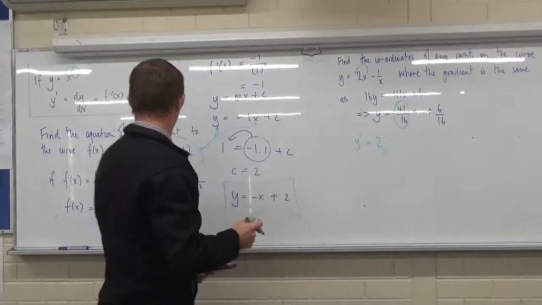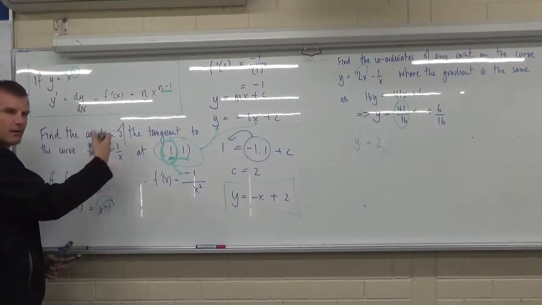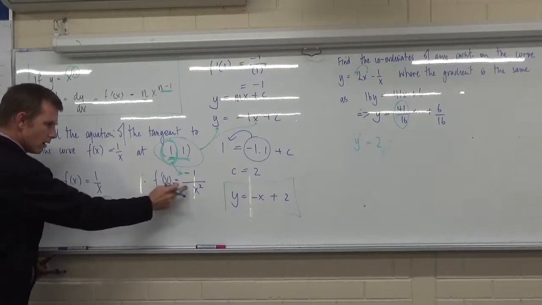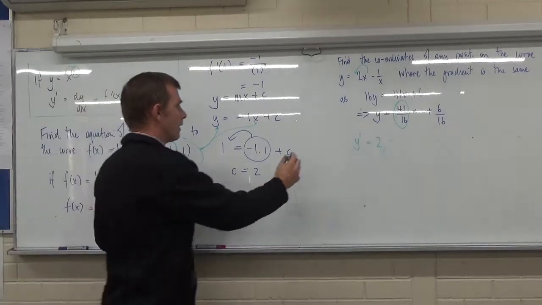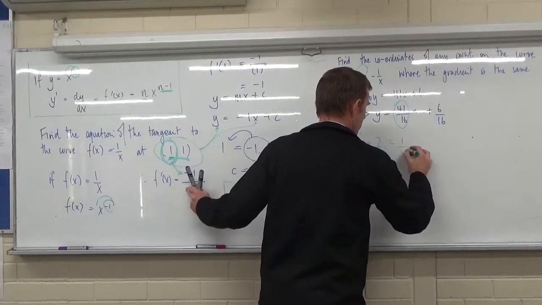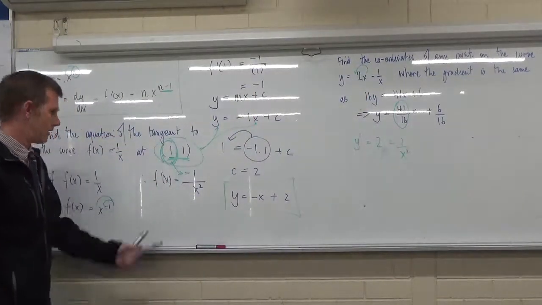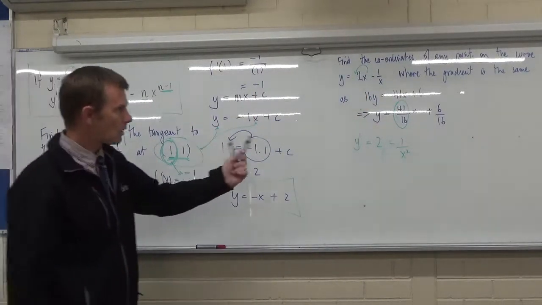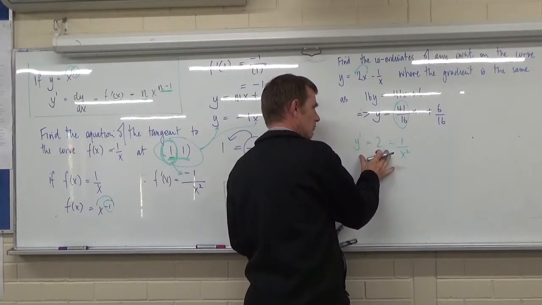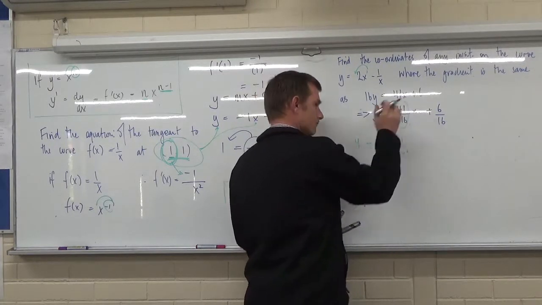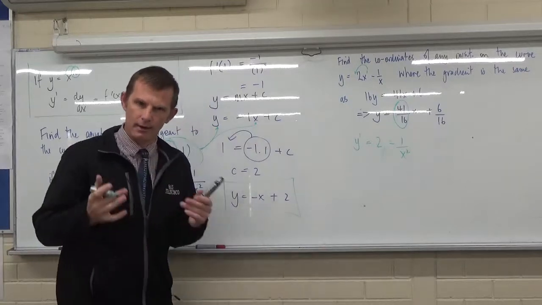Now, minus 1 over x. Didn't we already do the derivative for that here? That's handy, isn't it? So we already know the derivative is minus 1 over x squared. So we've already got the derivative. That was nice and easy. So I have the gradient function, and I have the gradient that I'm trying to get.